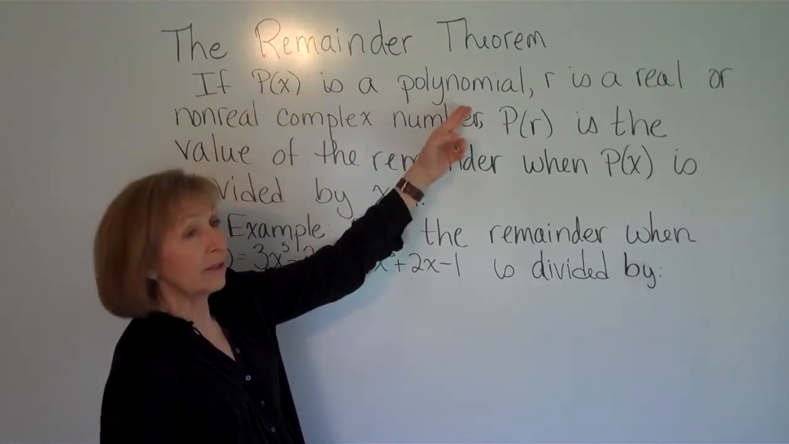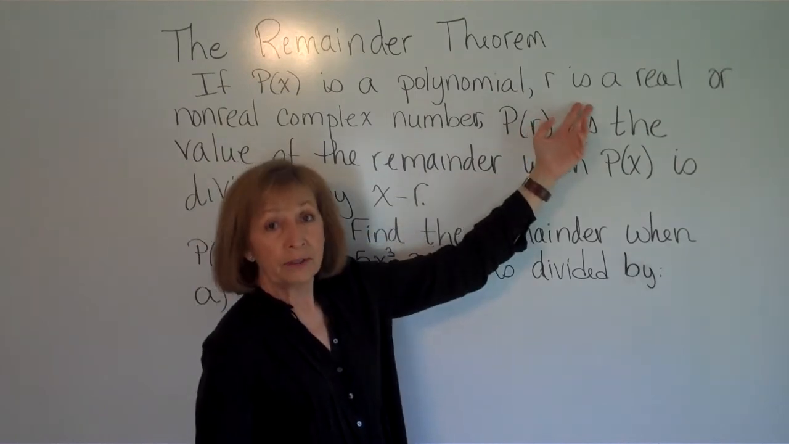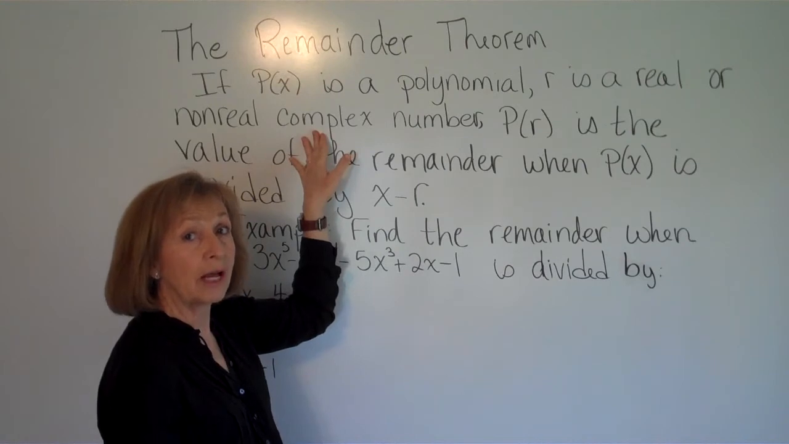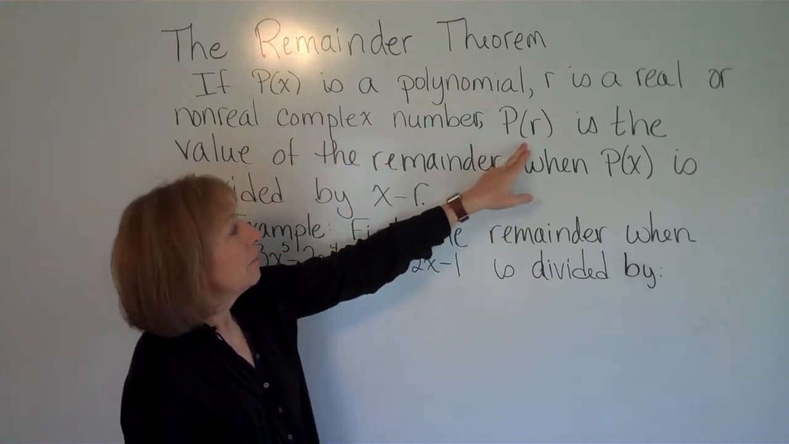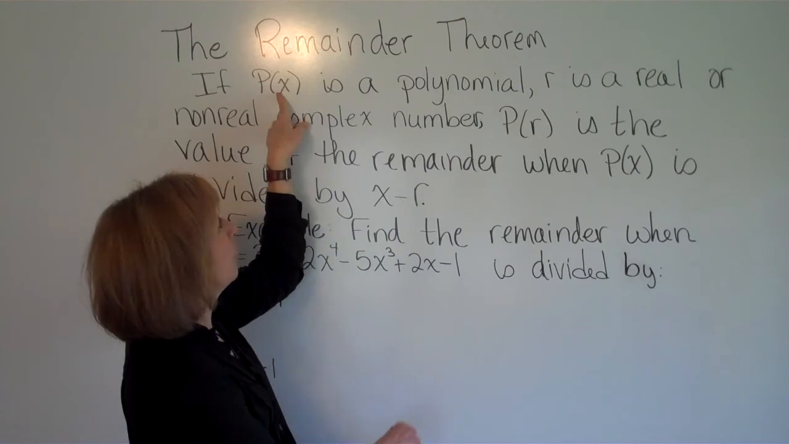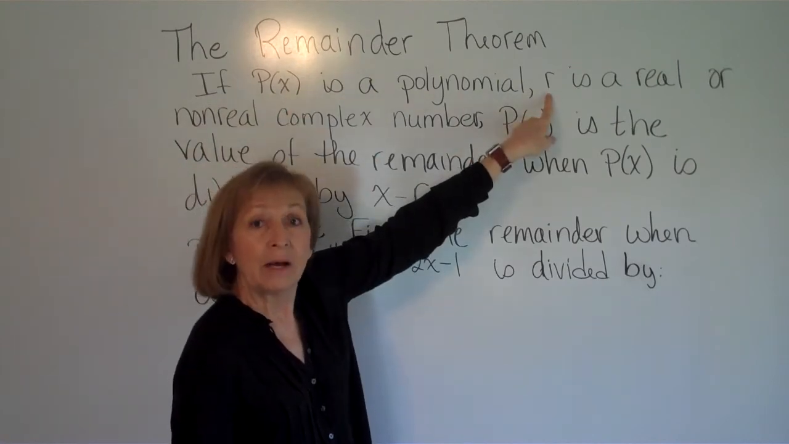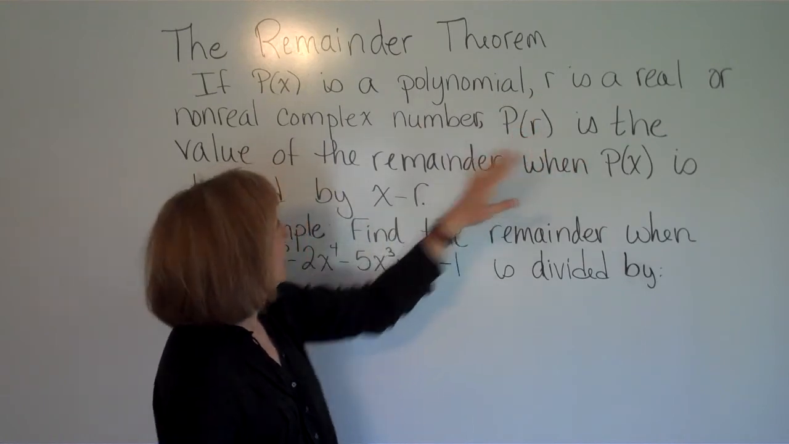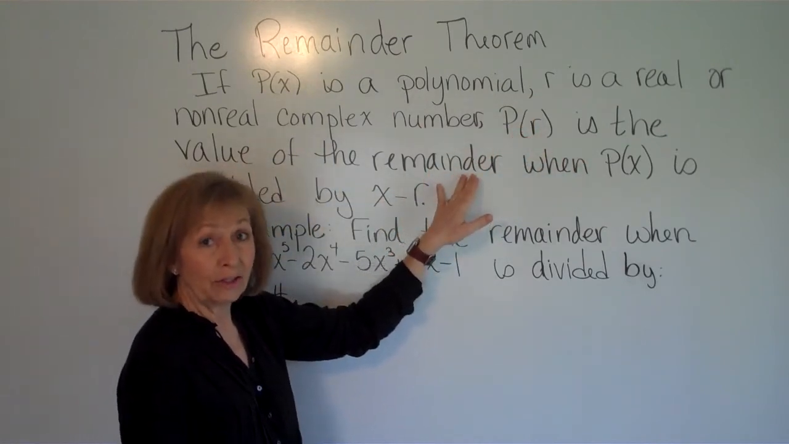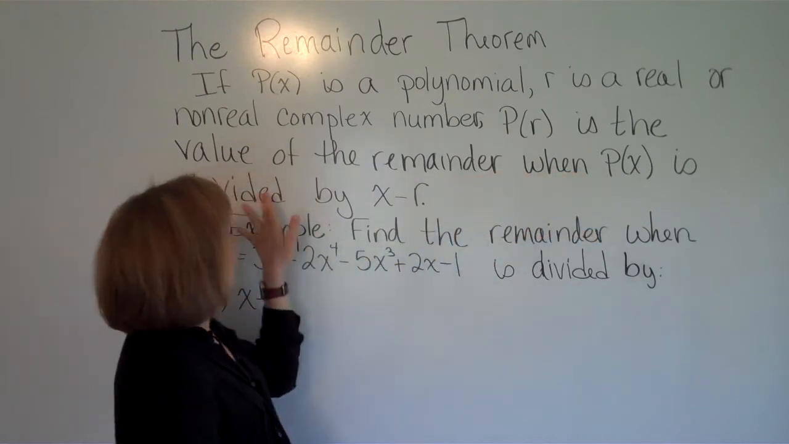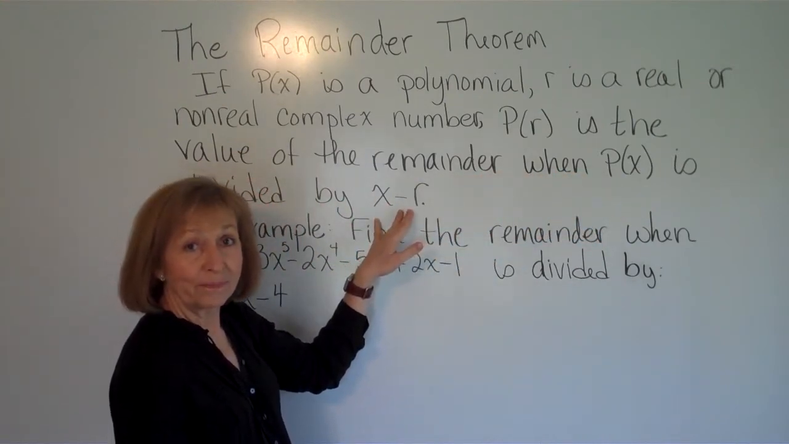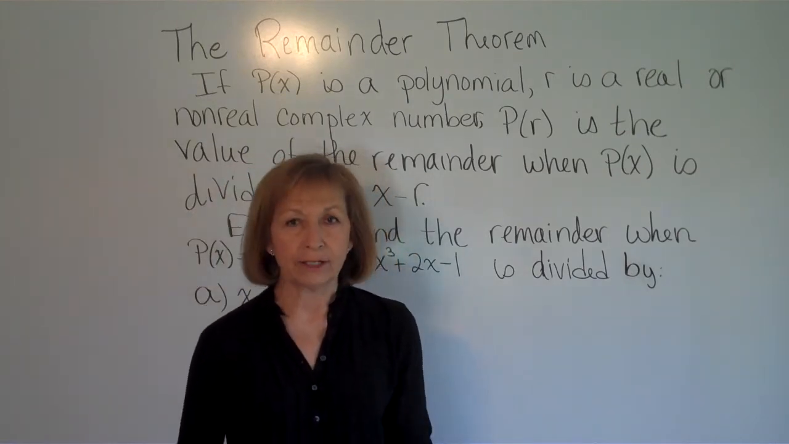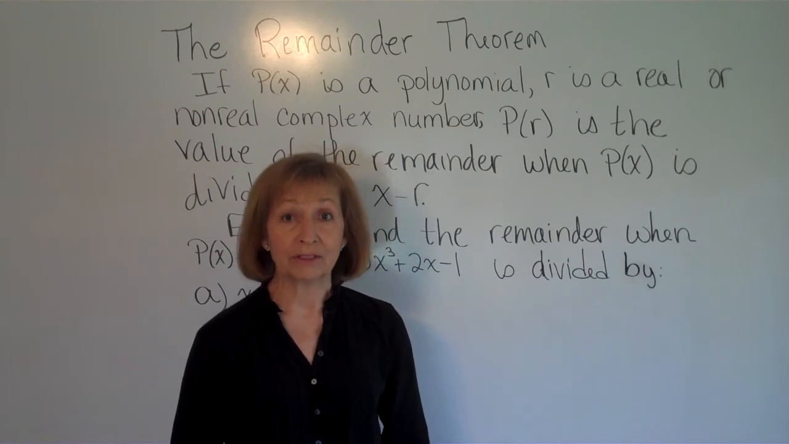If p of x is a polynomial, r is a real number or a non-real complex number, so this can be with real numbers or complex numbers as your r. P of r, so the polynomial, the value you get out when you put r through all of the x's in the polynomial, that's p of r, is the value of the remainder when p of x is divided by x minus r. So if I was looking at just the remainder of the division, I don't actually need to do the entire polynomial division.